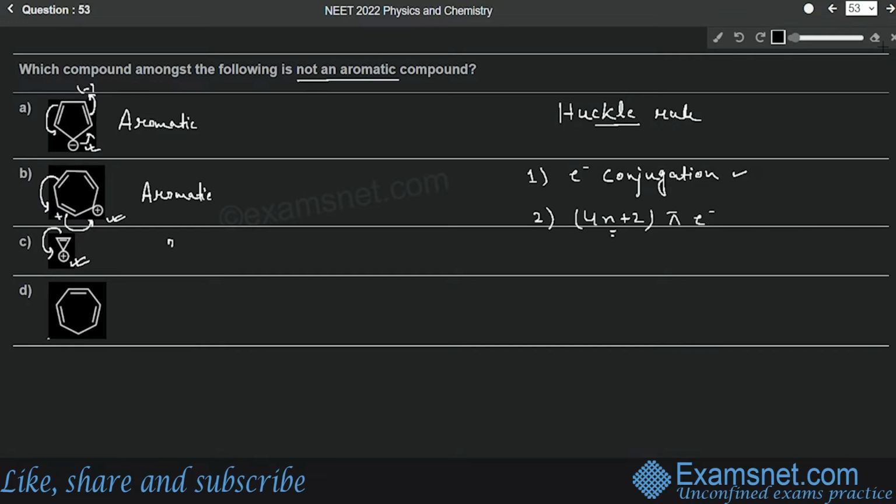Now in the last one we can see that there is no condition under which the electrons should move. Okay, so according to this, this should not be an aromatic compound. Okay, so on the basis of the first condition only we could find out that option D is not an aromatic compound. Okay.